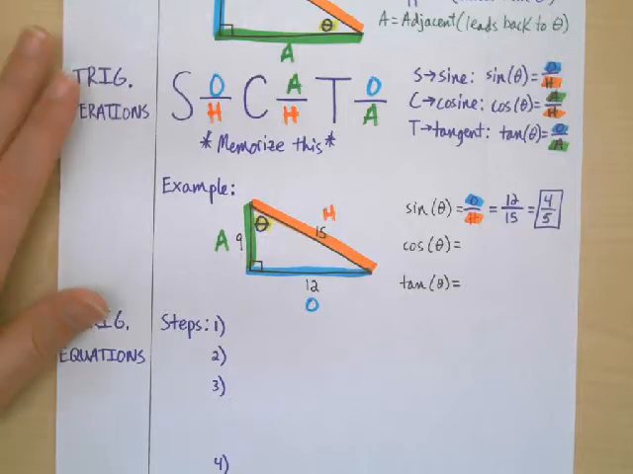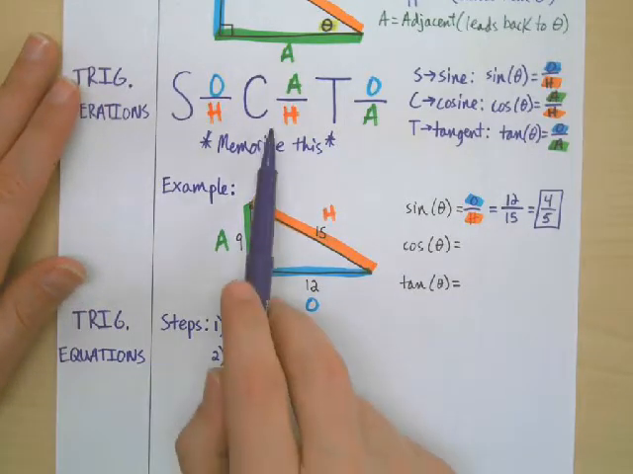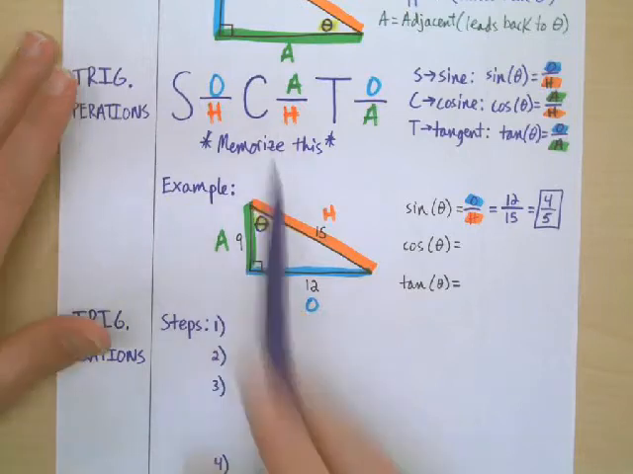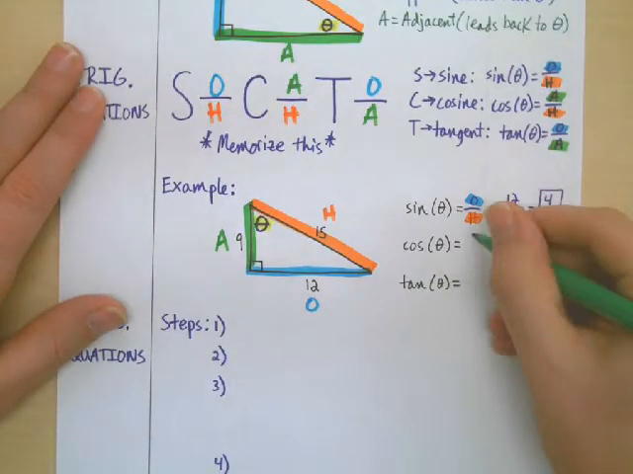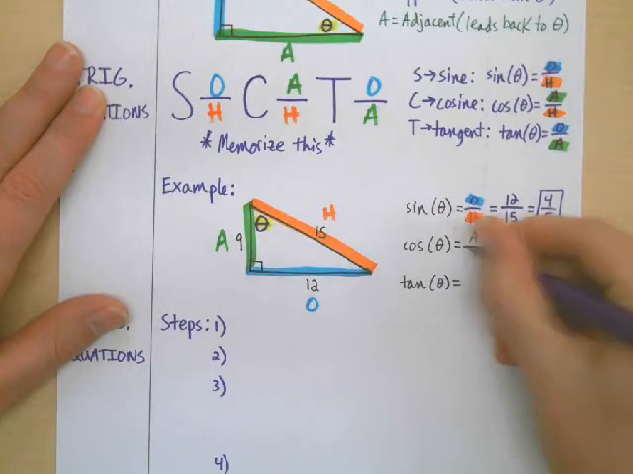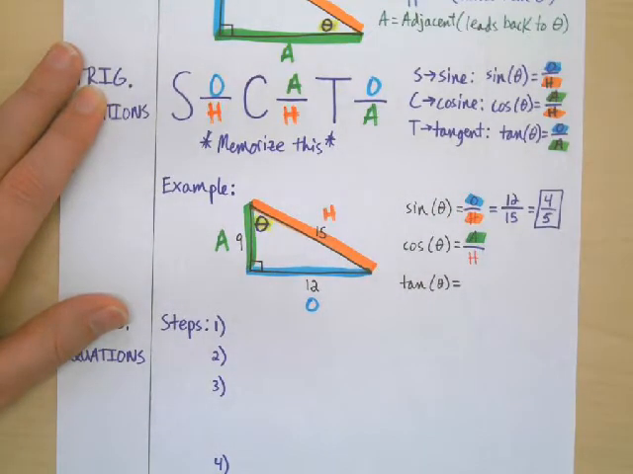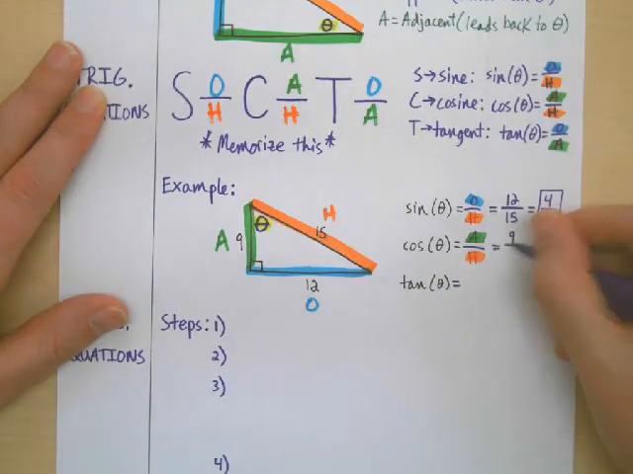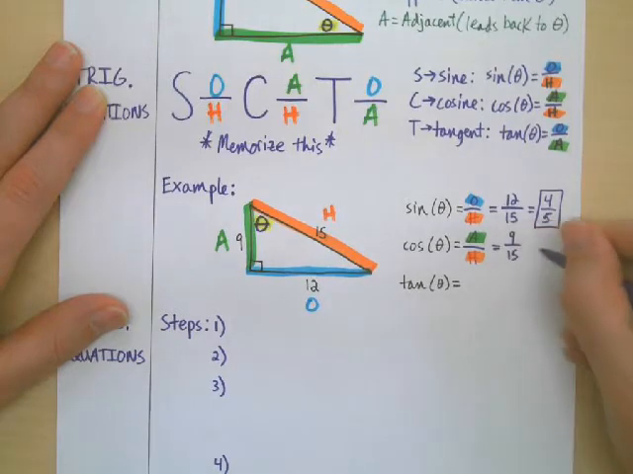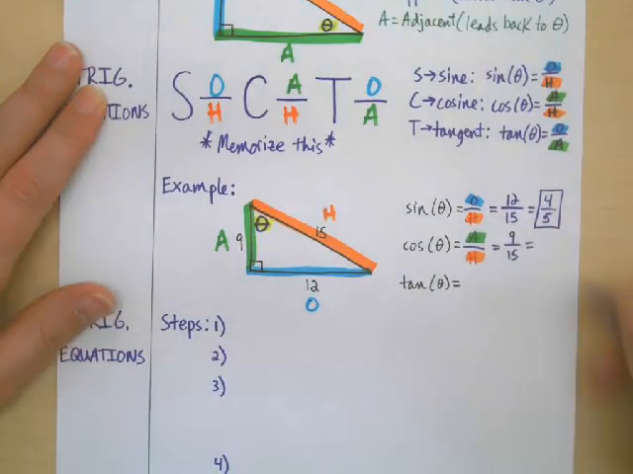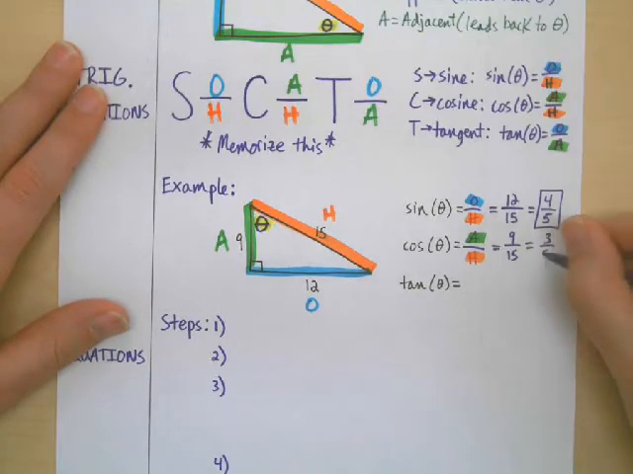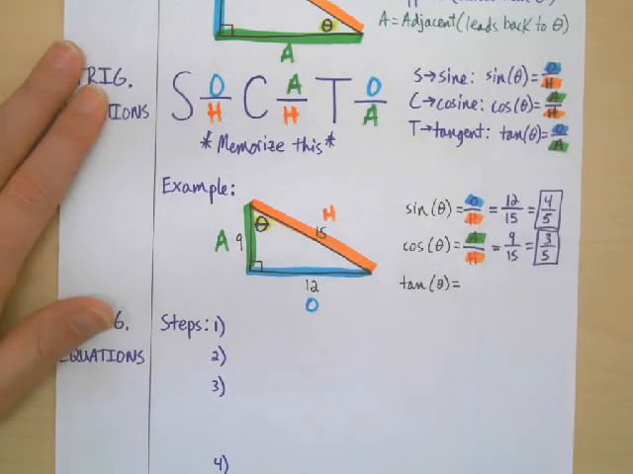Now for cosine. From Sohcahtoa, cosine really equals A over H. From the picture, A is 9, H is still 15. 9 over 15 can simplify to 3 over 5, or 3/5.